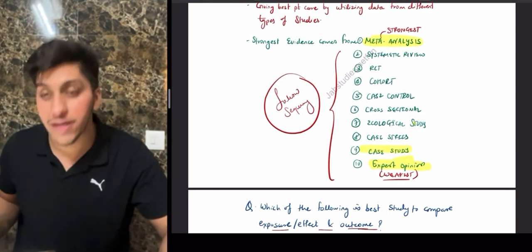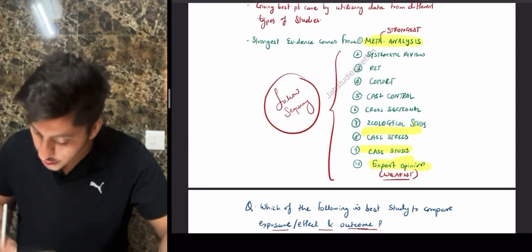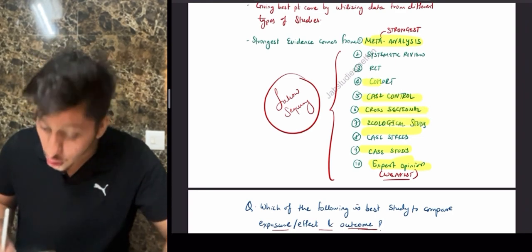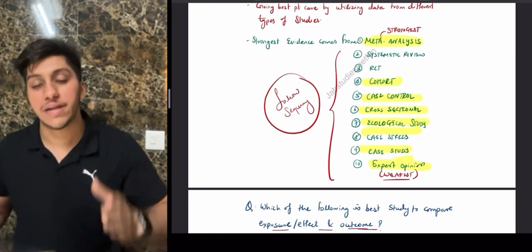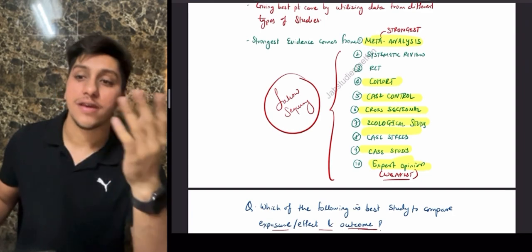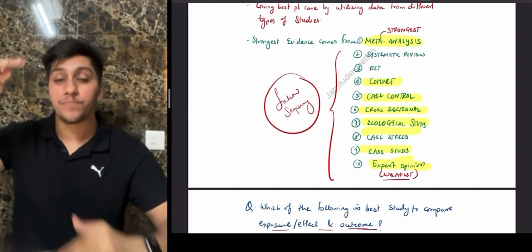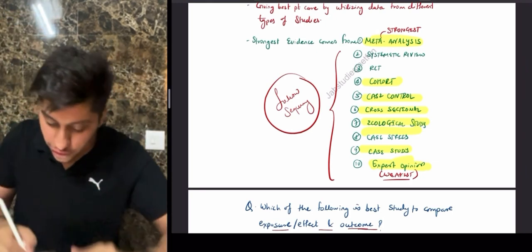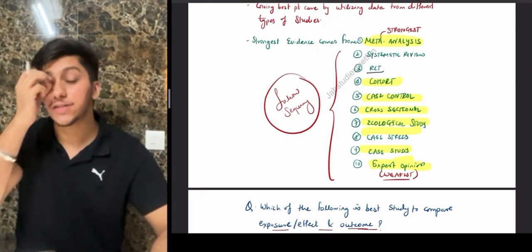Then will be the case study, case series, ecological study, cross-sectional study, case control, cohort. We have studied all of these. Remember, this is the hierarchy. One more time: expert, case study, case series, ecological, cross-sectional, then case control, then topmost is cohort. Now after this, we are going to talk about RCT, which is randomized control trial.